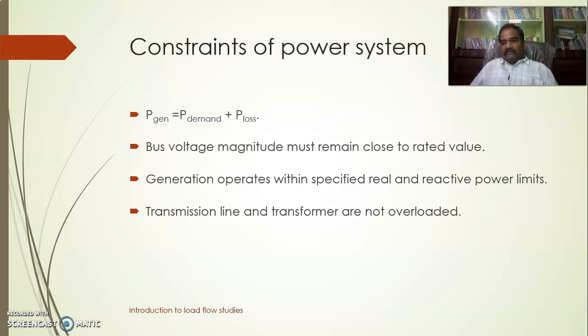So that's why we are confining ourselves most of the time to the generation being equal to the demand plus the losses. So assuming that we will be concentrating only on this particular one, that the generation is equal to the demand and losses, we are going to neglect the storage capacity of the power system. So this is the first constraint of the power system. If there is no storage capacity, your generation must be equal to demand and loss.